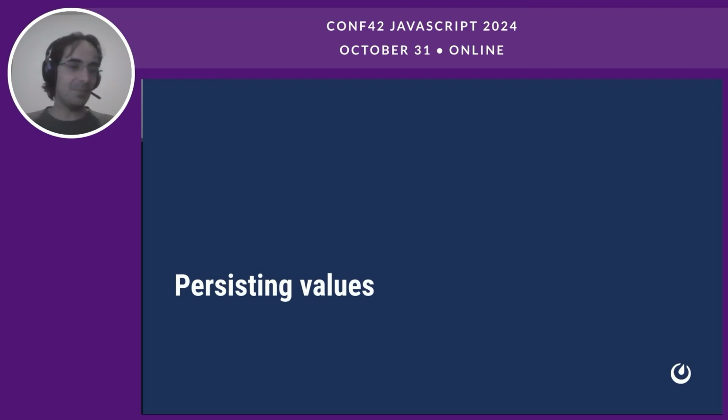Now about persisting values. Persisting values is having a persisted state between renders.